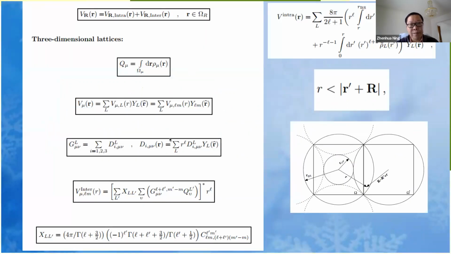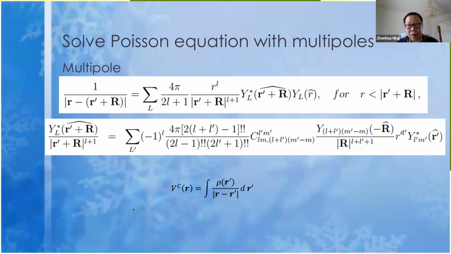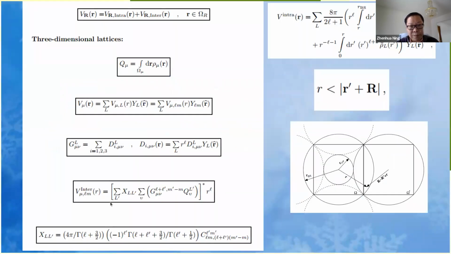Okay, if we insert these two expansions into the Coulomb potential, after some manipulation and grouping the terms, the final Coulomb potential can be calculated by these equations. Please note that in these equations there are multiple nested L sums. This is caused by these two expansions, and these nested L sums need large L cutoffs.